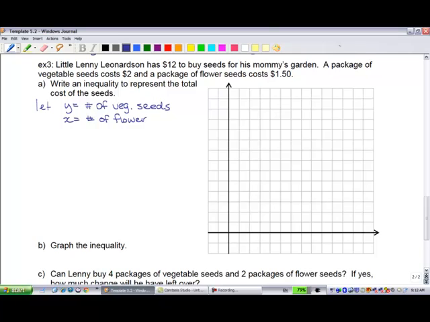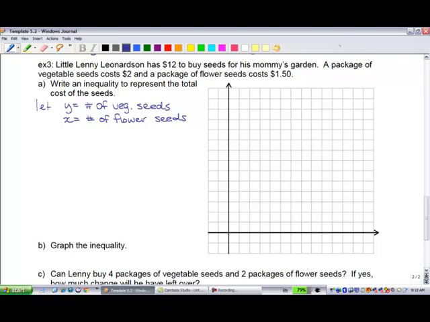Now you can use whatever variables you want. I find that x and y kind of translate nicer to graphs. It doesn't really matter. You can label your graph however you want. So let's figure this out. Write an inequality to represent the total cost of the seeds.